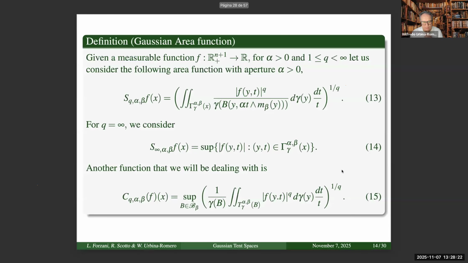Another important evolution of this idea is that we define the area function. Unfortunately, due to time, I do not have the chance to show you the evolution of this. But you are taking a function in two variables, that is, in R^(n+1). You are taking the Lebesgue measure, and you are integrating over the cones. Sorry, these are the cones.